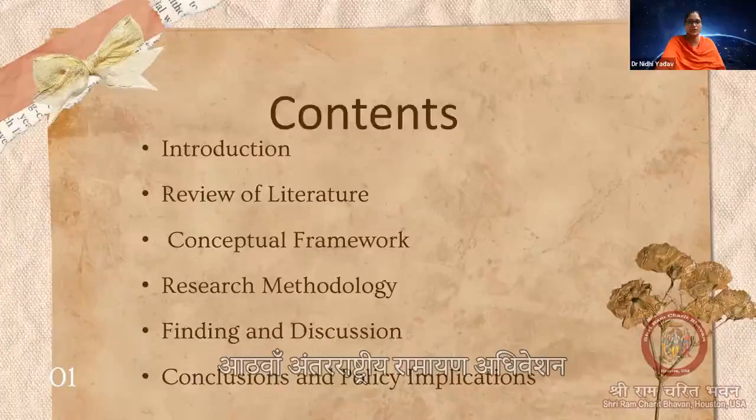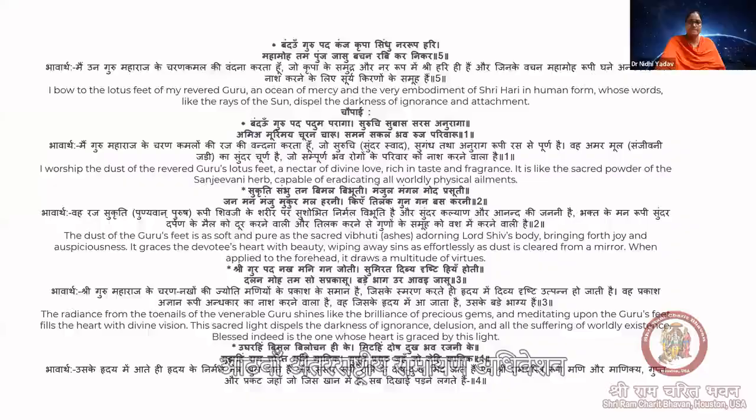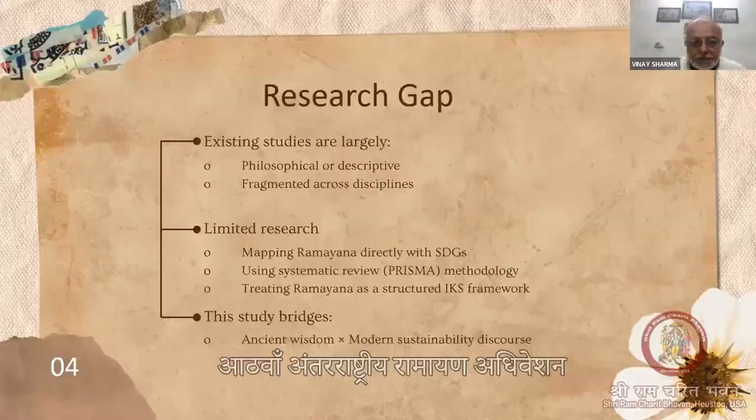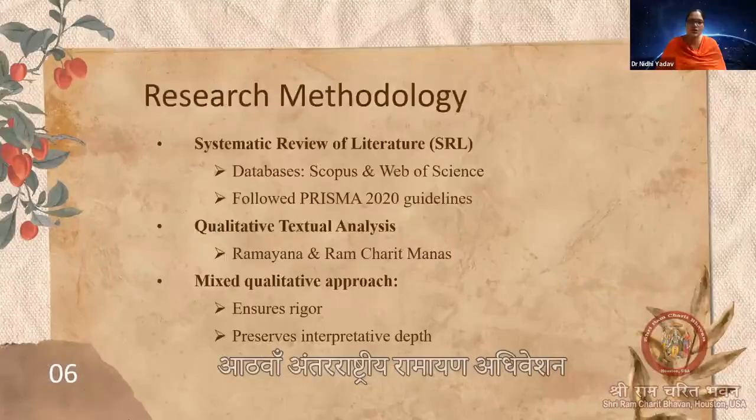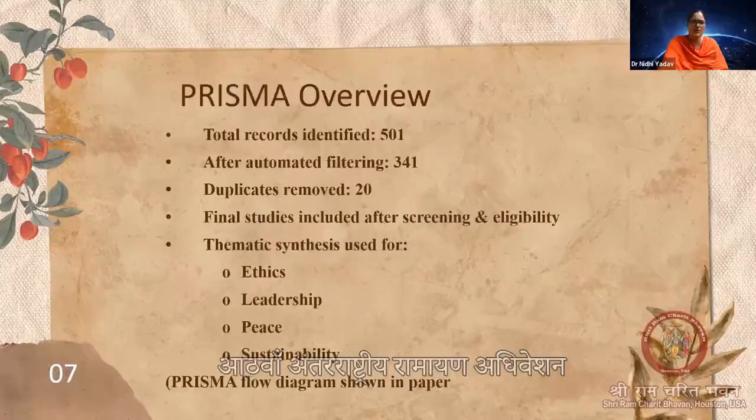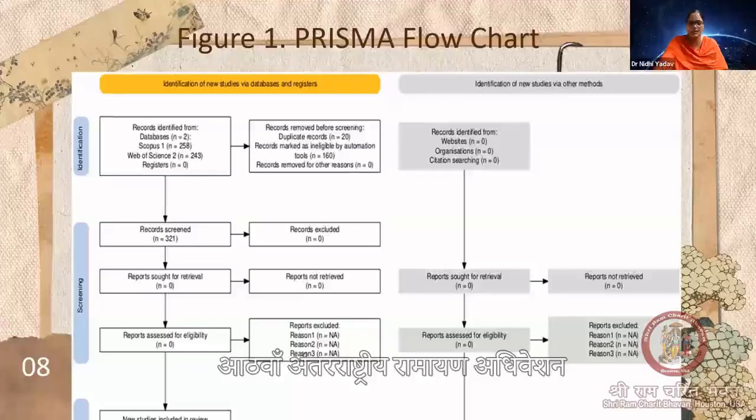With this presentation. Please conclude. These are the research objectives already discussed. Yes, the research methodology we have already told: I have used the Scopus database, Web of Science and qualitative analysis. Briefly, I am telling there were a total of 501 records found. Out of that, we have finalized 300 something, and this figure indicates that various studies have been conducted based on Ramayana and Ramcharitmanas.